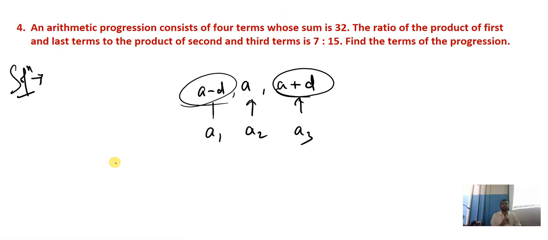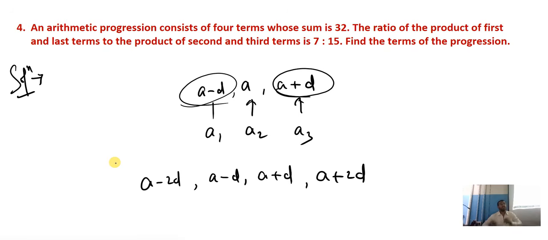इफ इट इज थ्री टर्म्स, इन केस इफ इट इज फोर टर्म्स, लेफ्ट में दो रहा तो राइट में भी दो रहना है. सो फोर टर्म्स को मैं क्या करेंगे? a माइनस डी, a प्लस डी, a माइनस टू डी, a प्लस टू डी. It's opposite. A minus d, a plus d. A minus 2d, a plus 2d.